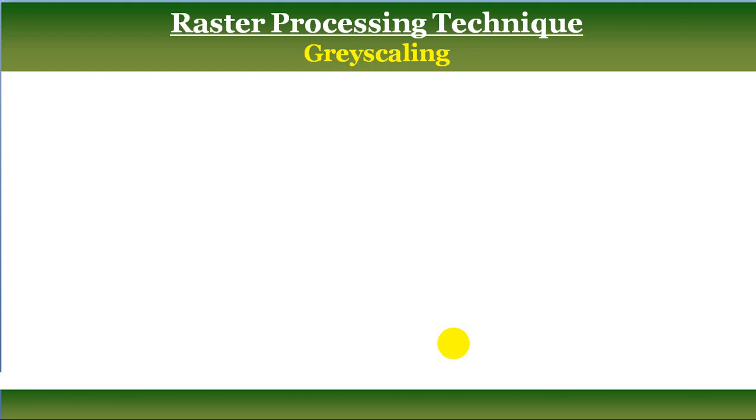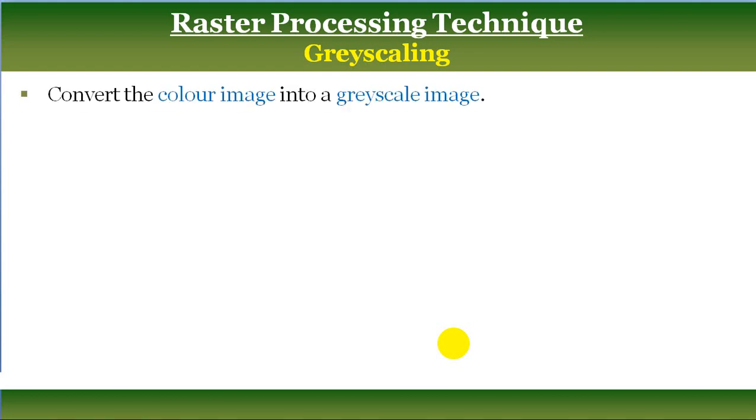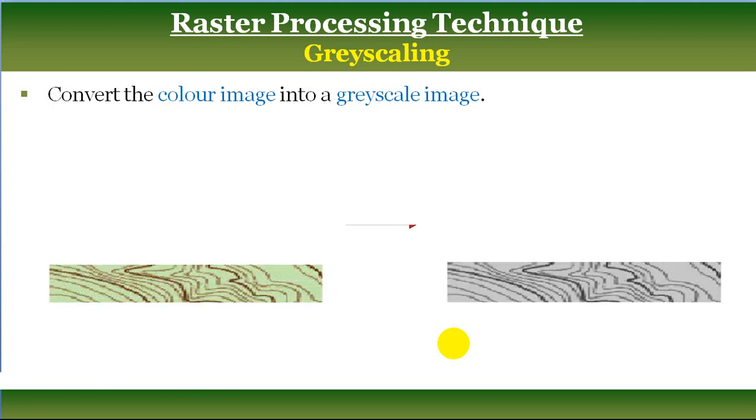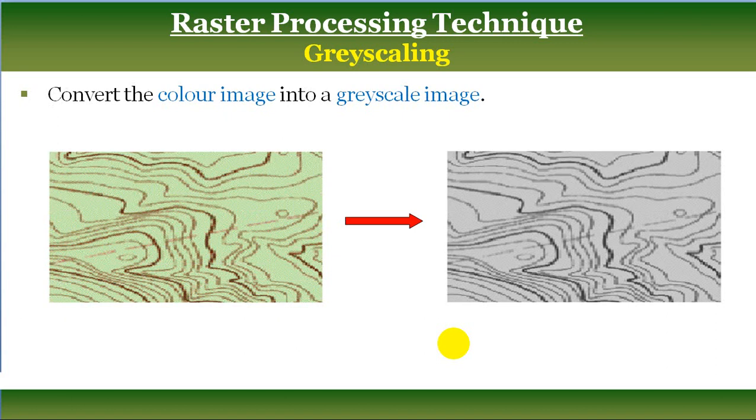Then another one is grayscaling. As the name suggests, this technique will convert a color image into grayscale. Sometimes we need to convert a color image into grayscale. For example, this topo sheet we convert from color to grayscale. So in GIS software, this type of raster processing, color to grayscale, we perform frequently.